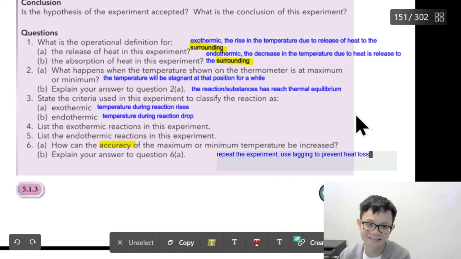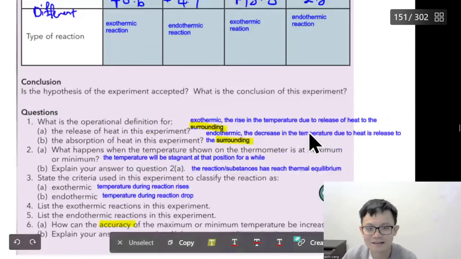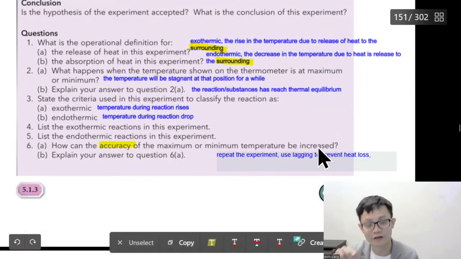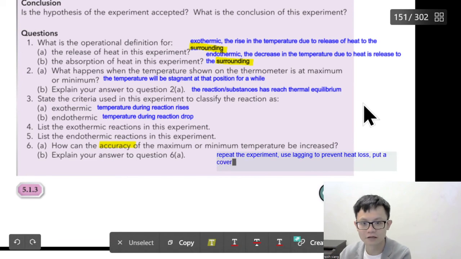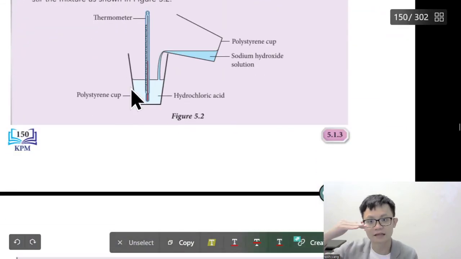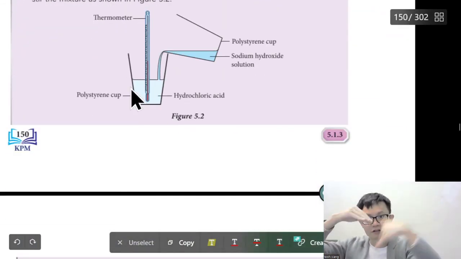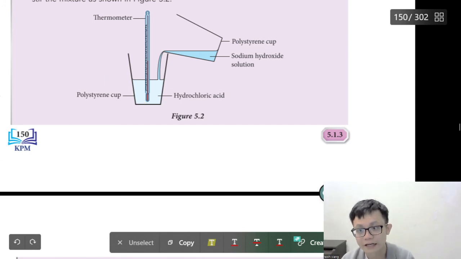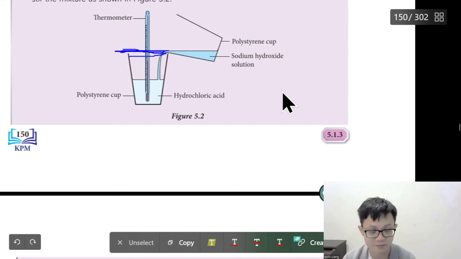I think for your answer for SPM, the answer is put a cover on the cup. Because of heat loss, because the wind can blow. So what you can do is put a cover, close it, so that there will be reduced heat loss. Okay, for SPM.